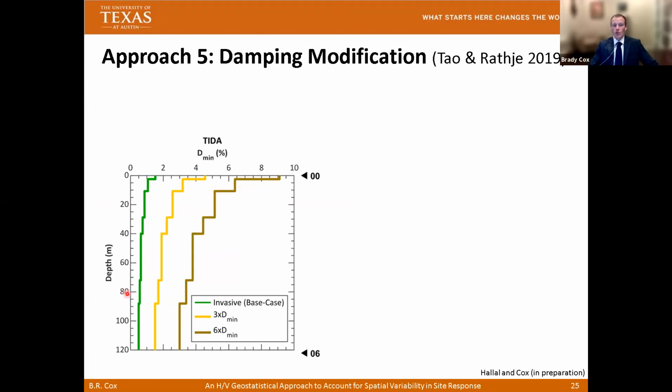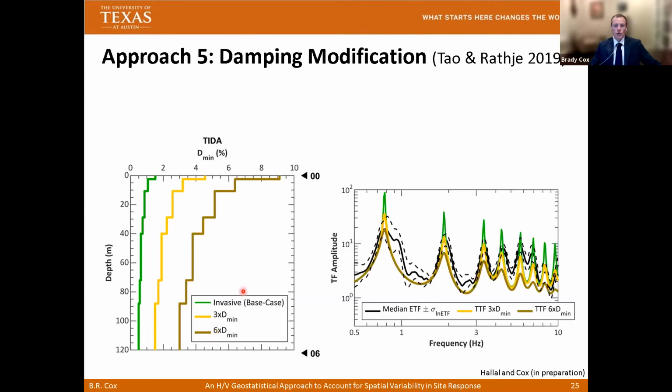So normally we would use small strain damping in our linear viscoelastic ground response. And that small strain damping would be predicted from, say, the Stokoe and Darendeli curves as a function of material type and confining pressure. But Tao and Rathje investigated increasing damping measured in the laboratory by 3 times and 6 times. And when we increase damping, we're able to bring down the fundamental peak in our theoretical transfer function, which better matches the empirical transfer function, but we've seriously overdamped the high frequency site response.